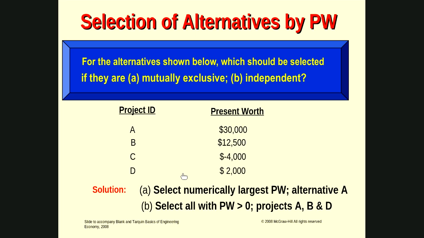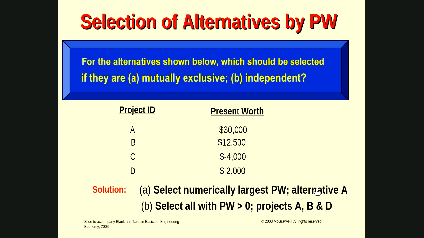And if we are using the independent method, you don't have to select one; you can select all feasible projects. What does it mean, all feasible projects? All projects that make profit are feasible. The only project that is not making profit is project C, so we will eliminate C and include A, B, and D, because those three projects are making profit. So this is the difference between mutually exclusive, when you have to select only one and you select the largest numerical value, and independent.